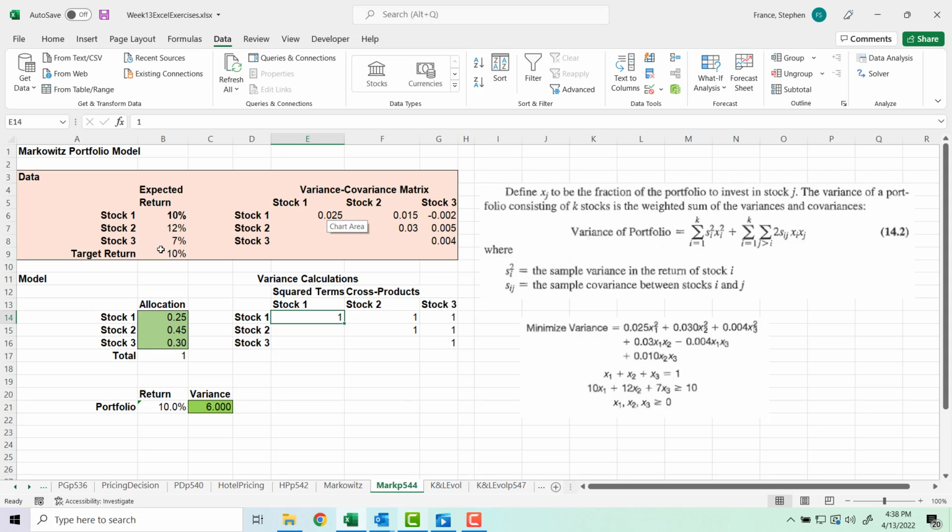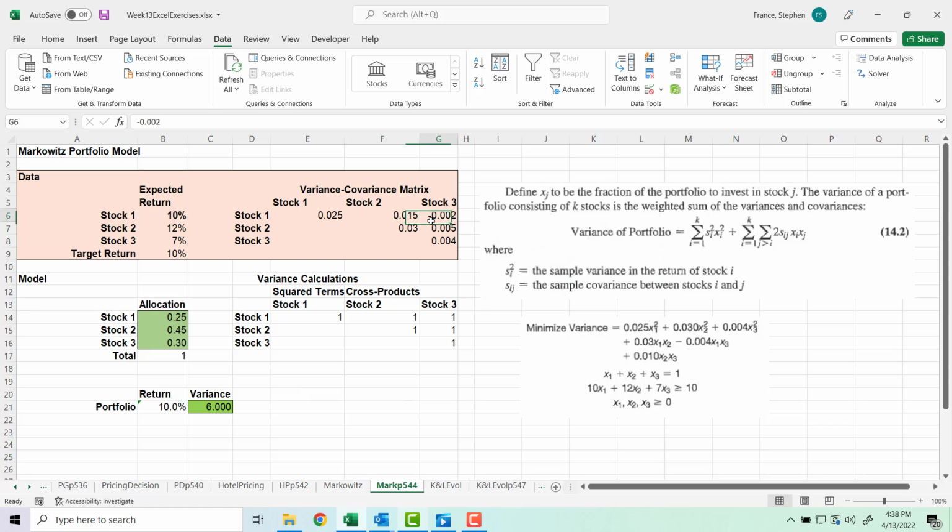In this case, we want a return of 10%, and for that return of 10%, we want to actually minimize the variance. So let's look at what data we have in this model. We have the expected return of 3 stocks. We also have the variances and the covariances.